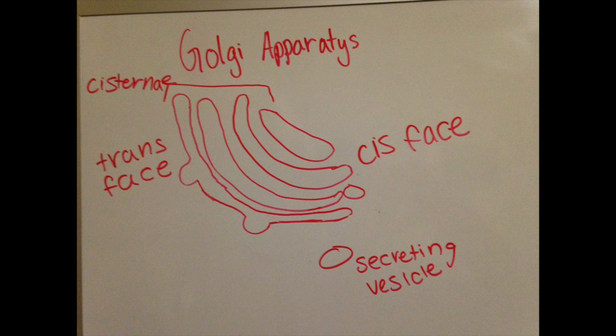The Golgi apparatus is made up of many sliding membranous discs. Cisternae are the chambers within. The cis face is where the proteins arrive and are taken in for modification by enzymes. The trans face is where the product exits, and secreting vesicles contain secretion that will be discharged through exocytosis.